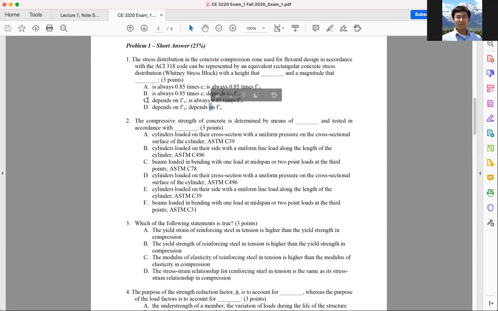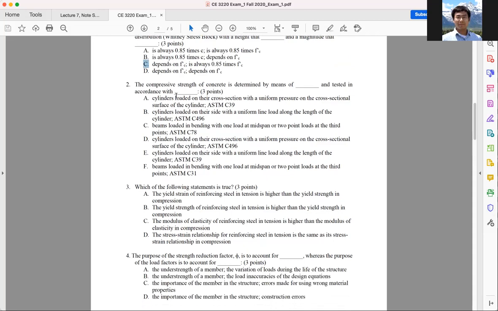So C will be the correct answer for this, okay? Number 2, the compressive strength of concrete is determined by means of what and tested in accordance with what. Means is method, right? So which method? We're talking about compressive, so I just talked about it. Cylinder loaded in the cross-section with uniform pressure on the cross-sectional surface of the cylinder. Yes. C39, yes. So either gonna be A, because I see 39 here, or E, right?